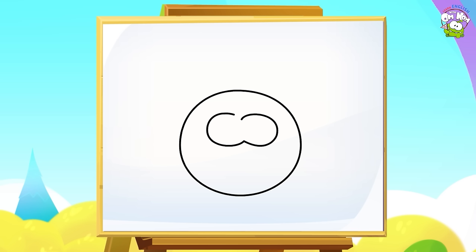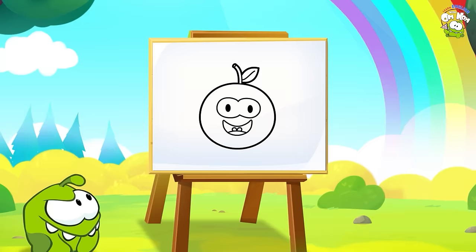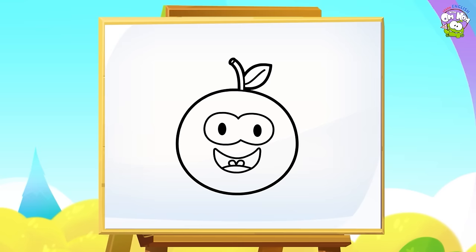Should we draw an orange? An orange is round. An orange has a thick skin. Is the orange looking sad? Should we put some colour on the orange? What colour is an orange? An orange is orange, of course.